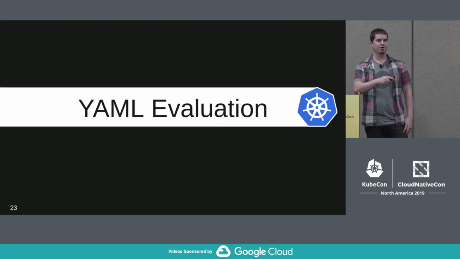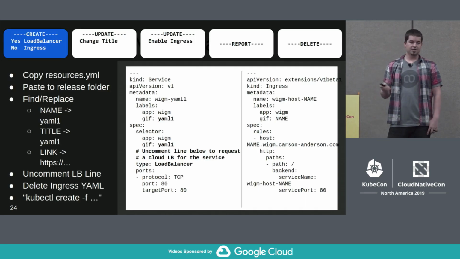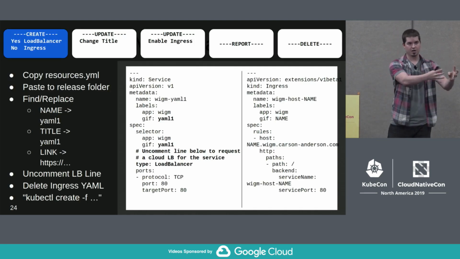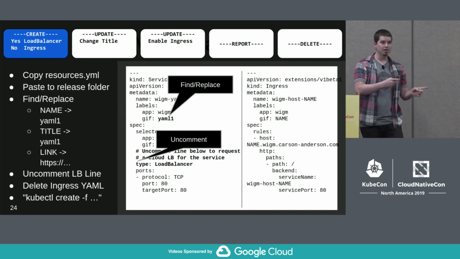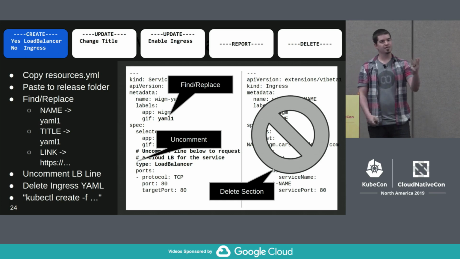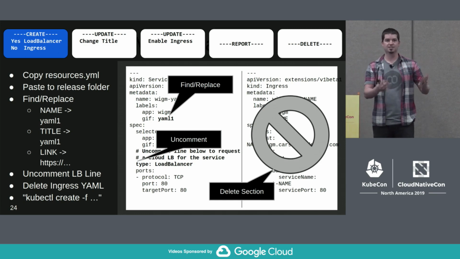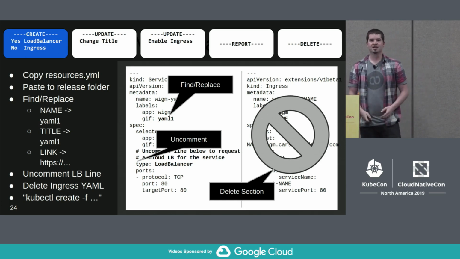So let's do our quick evaluation of YAML. We would copy and paste. Again, we structured our code to make our deploys easy. So we copy and paste. We do a bunch of replaces. We uncomment one line. We delete another section. That's three different kinds of operations to do all these different decisions. It's already painful, and it's ugly and brittle.